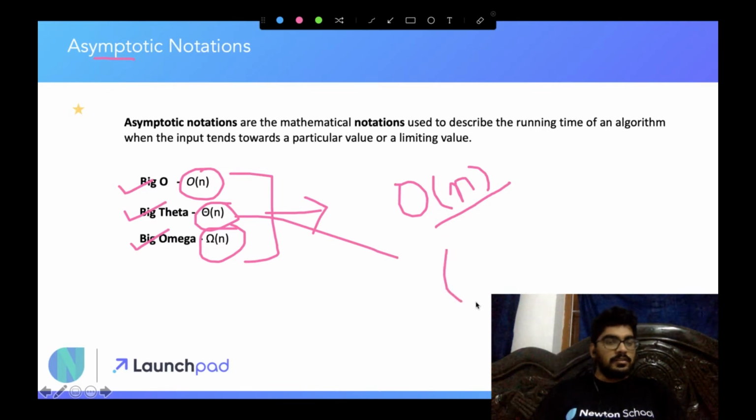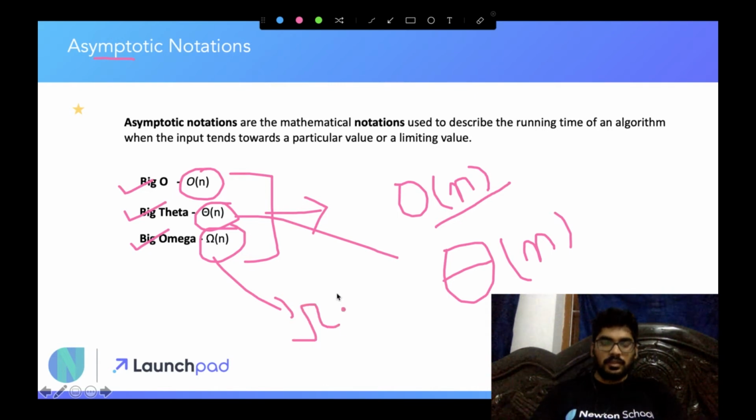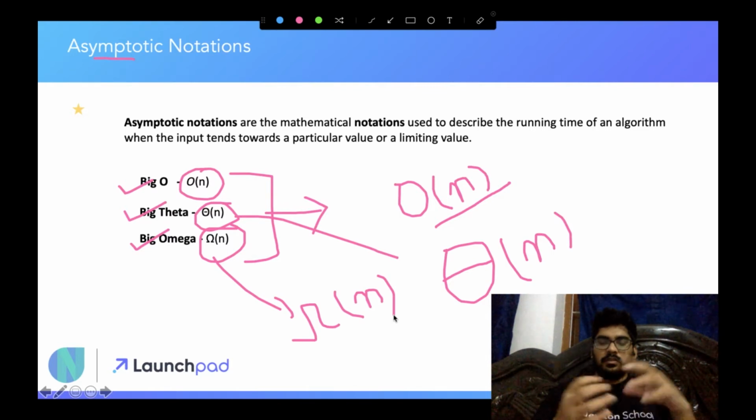This is called theta, and the symbol is this. Write O, put an n, theta, and this n. This is for the average case, and this is for the best case, omega. Omega n. So this is for the best case. Now what do you mean by these: worst case, best case, average case?